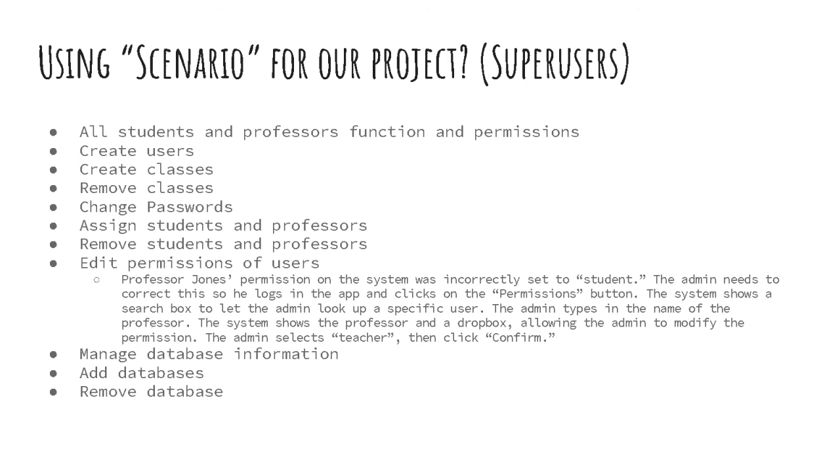Finally, you have the super user. The super user, Professor Jones, his permissions for some reason were changed to a student. He contacts the admin, who logs into the app and corrects the permissions, clicking on the permissions button for Professor Jones, and searches for him, clicks on the professor's name, drops down the drop-down menu to change him from a student to a professor, and then he presses confirm, and that changes his information.